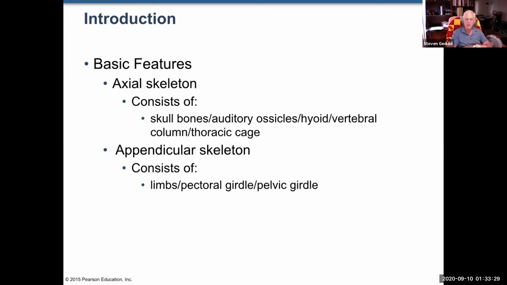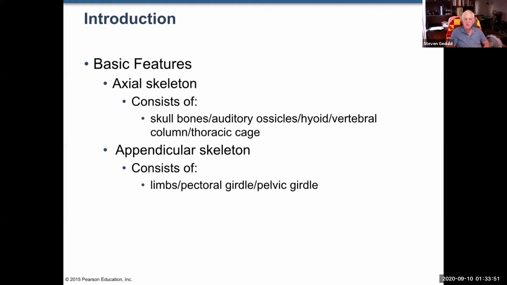Those are your limbs, your pectoral girdle, which is your shoulder and your arms, and your pelvic girdle, which is your pelvis and your legs. So axial is your core, appendicular is your limbs, your pectoral girdle, and your pelvic girdle.